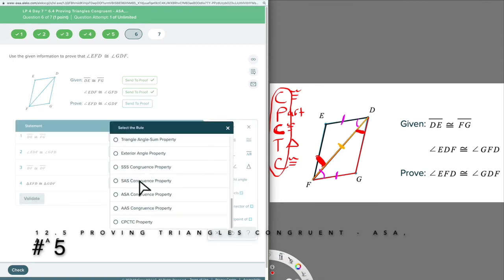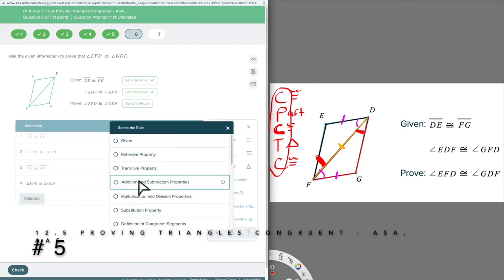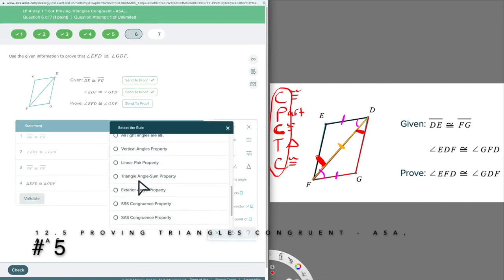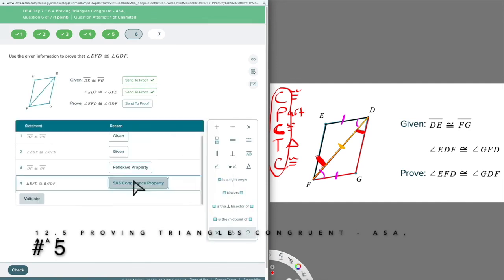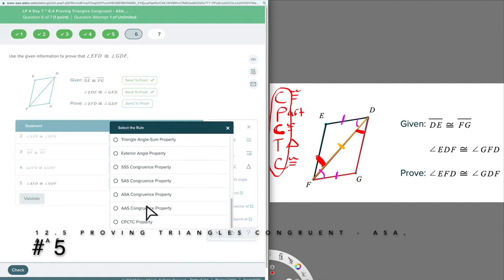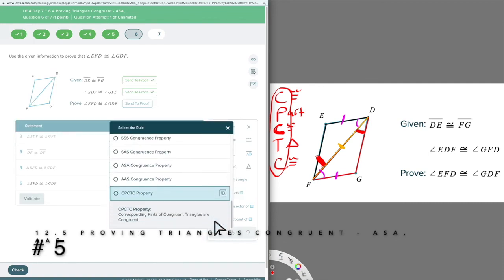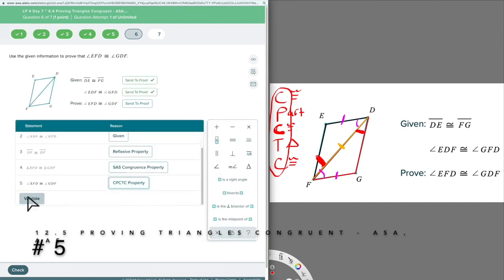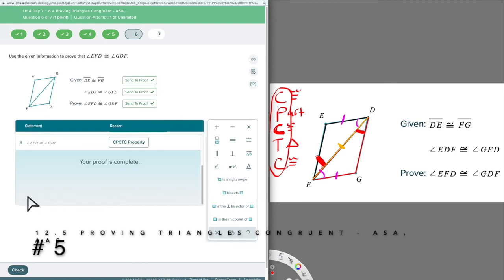So I'm going to go down and choose side angle side. Whoa, what happened? Kind of moved up there. Side angle side congruence. I'm not done yet. Now I can send this to proof for real. So I'm not going to change this one. I'm going to go down and choose CPCTC. And they do break this down for you if you want to see the words for it. Corresponding parts of congruent triangles are congruent. And I can validate, and my proof is all done. Yay!